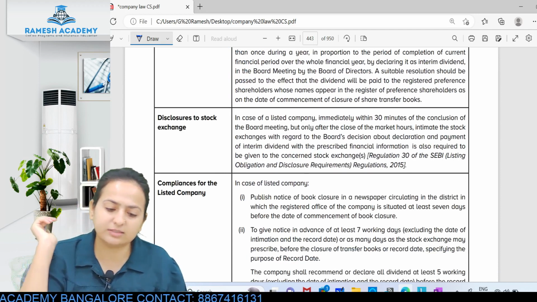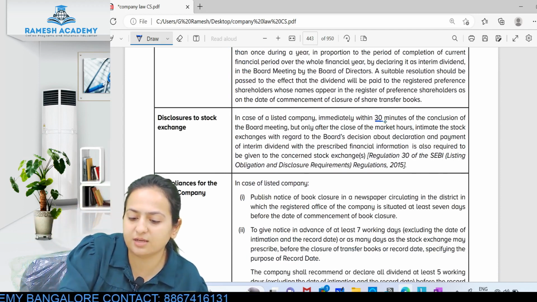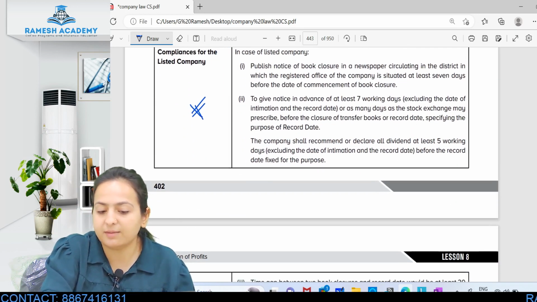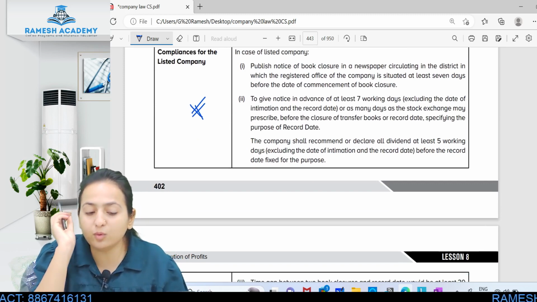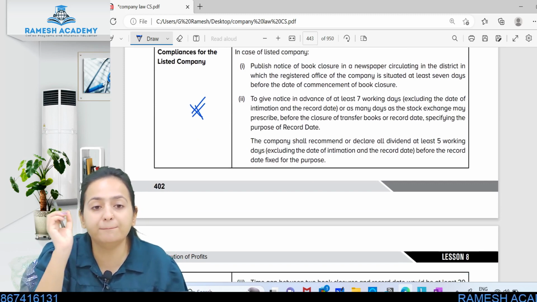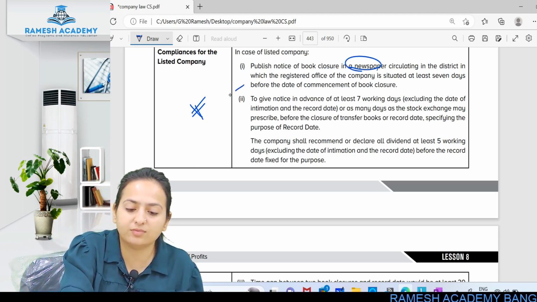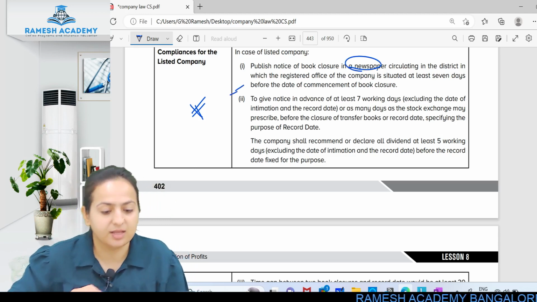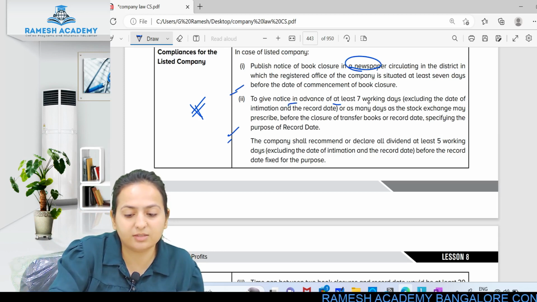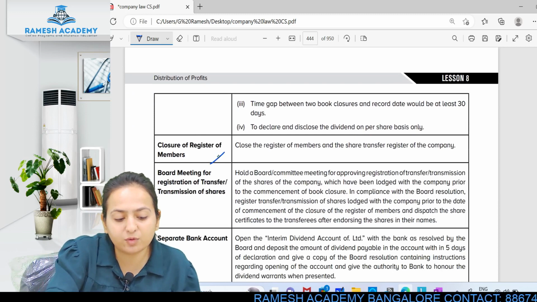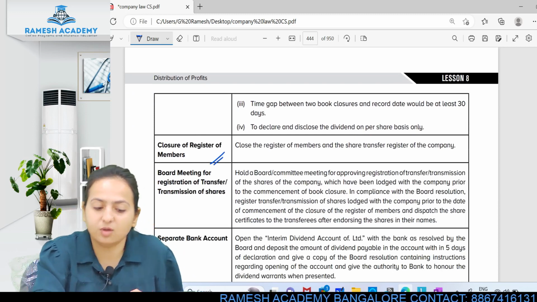disclosure to the stock exchange. It should be given in case of a listed company within 30 days after the conclusion of the meeting. Then compliances for the listed companies are different. You have to publish a notice of the book closure in the newspaper. In one newspaper you have to give a declaration. Then you have to give a notice at least 7 days in advance to the stock exchanges. Then you have closure of the register of members.